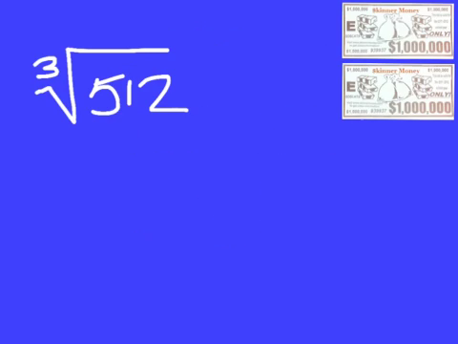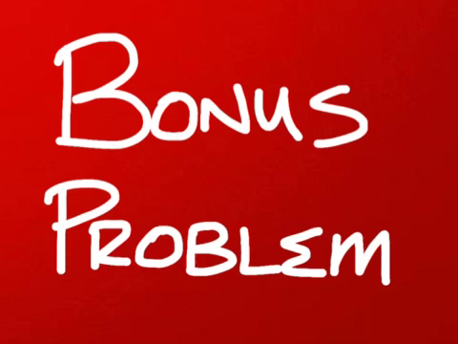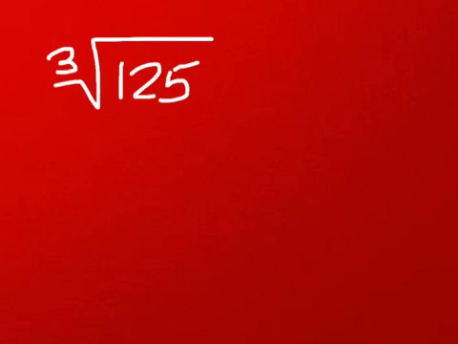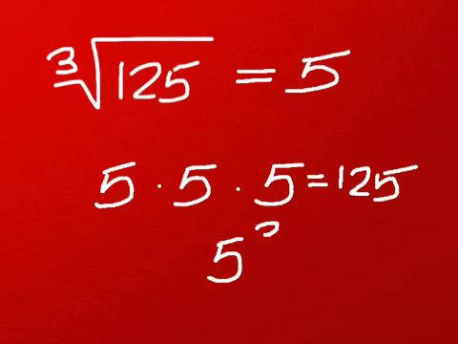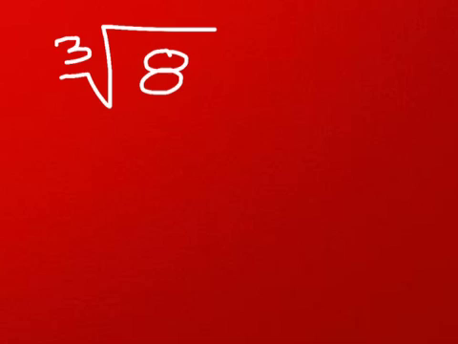All right, practice problems. The cube root of 512. The solution for this problem is 8. Bonus problem. The cube root of 125. Answer to the bonus is 5 because 5 times 5 times 5 is 125. In other words, 5 cubed is 125. Another bonus problem. The cube root of 8. The answer should be 2, not 512. It should be 2.